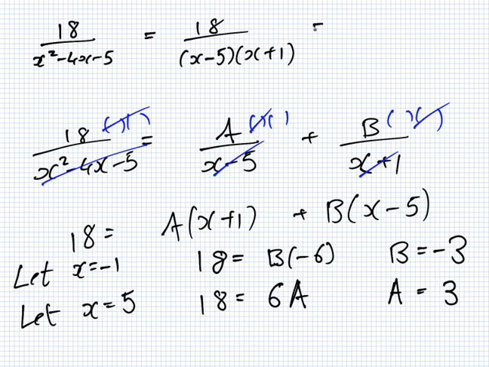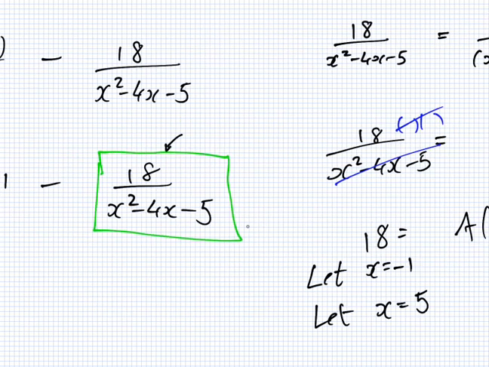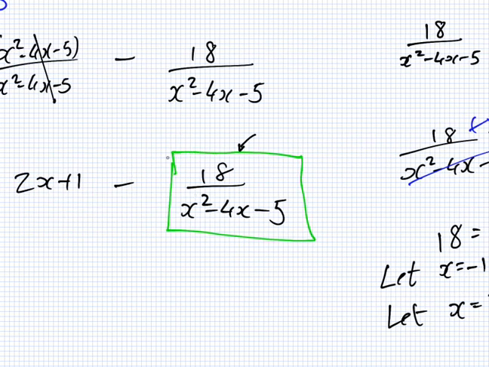You can say that this equals 3 over x minus 5 plus minus 3 over x plus 1. Minus 18, oh yeah, sorry, the remainder is minus 18. It doesn't matter. I'll just put the minus in when I sum it back in. So if you want, just think of it as brackets around that.